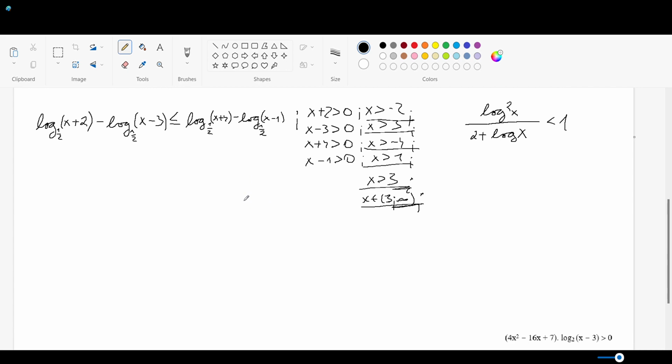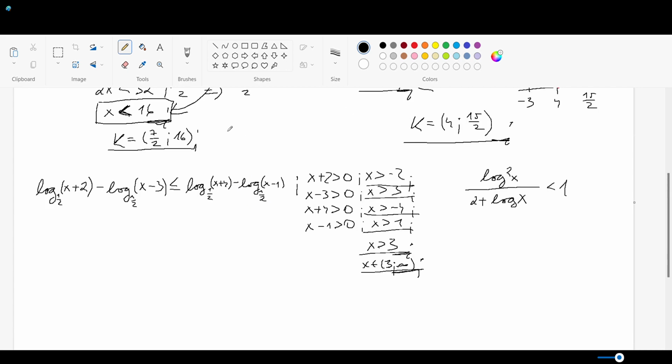Okay, what is now important here is to rearrange our inequality so that we have log of something less than or equal to log of something on the right side. For this we will use the laws of logarithms, which means if we have the subtraction here, it's going to be a quotient, so this can be simplified as logarithm base 1/2 of the expression (x plus 2) over (x minus 3) is less than or equal to log base 1/2 of the expression (x plus 4) over (x take away 1).